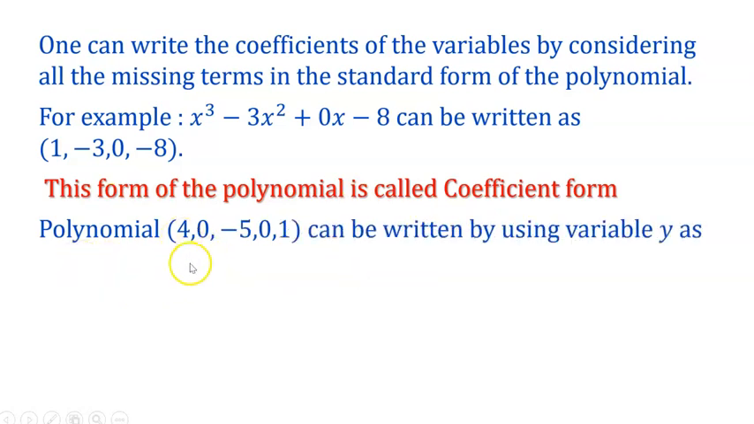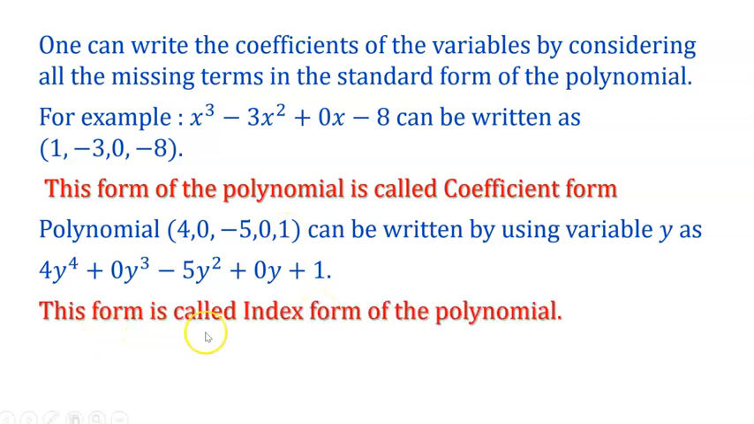Polynomial 4, 0, minus 5, 0, 1 can be written by using variable y as, first, how many coefficients are here? 1, 2, 3, 4, 5. 5 coefficients are here. Therefore, 5 minus 1 equals 4. Therefore, the degree of this polynomial is 4. 4y raised to 4 plus 0y raised to 3 minus 5y raised to 2 plus 0y plus 1. Okay. This form is called index form of the polynomial.